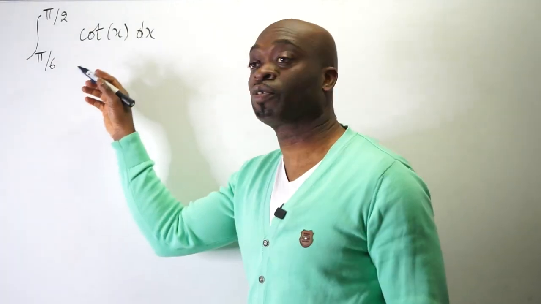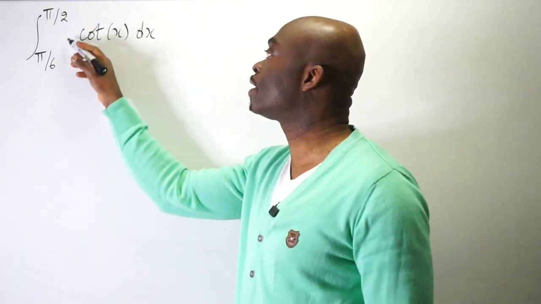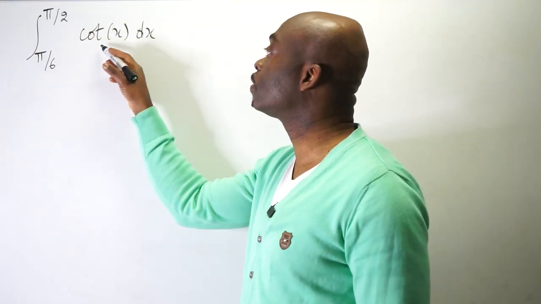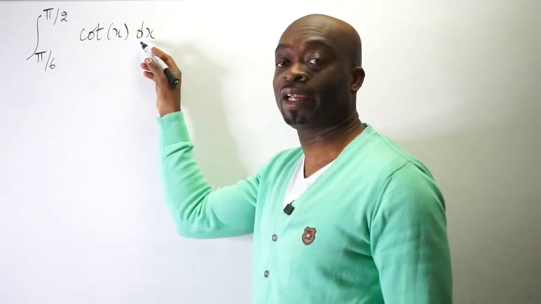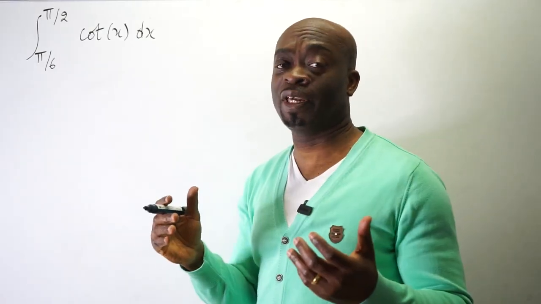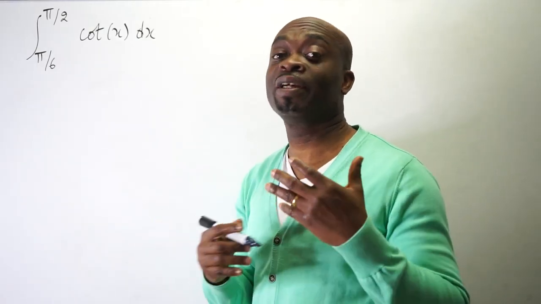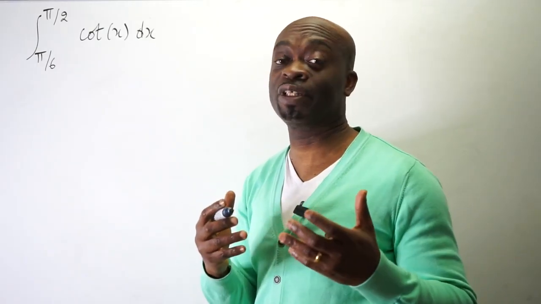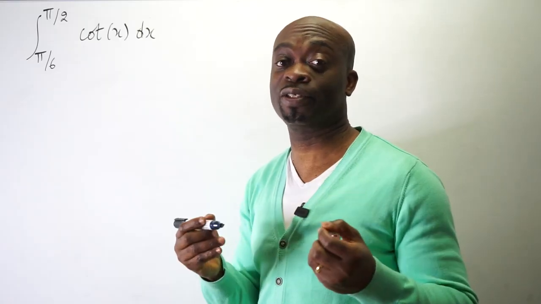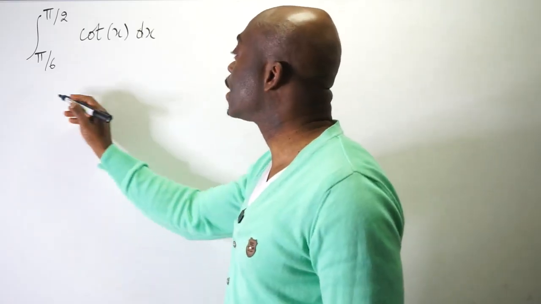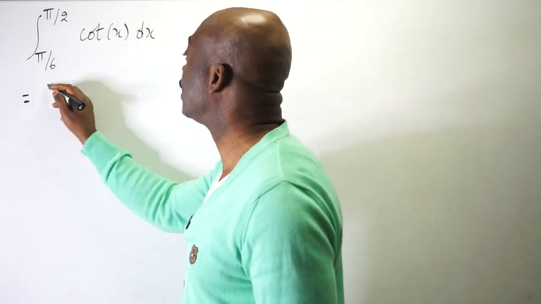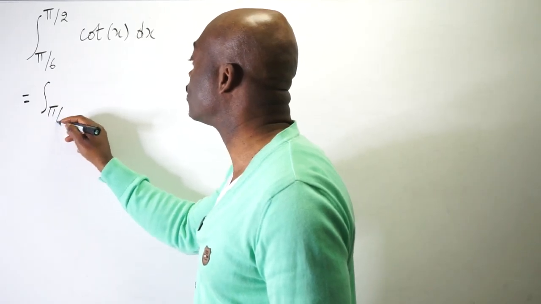Let's solve for this integral problem here. So we have the integral from pi over 6 to pi over 2 of cotangent of x dx, right? So which one are we going to use here? What's the format? Sometimes that's where we struggle, and that's the reason why we need to do a lot of practice, okay?